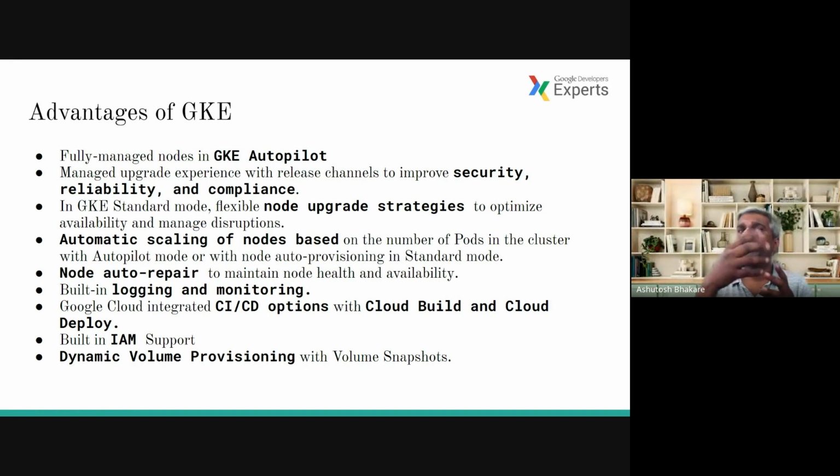Then auto repair is there, so it checks the health of a node, right? And if there is something which can be fixed at the OS level, it will fix it, or it will terminate that instance and launch a new instance for you, right? By default, it has excellent logging and monitoring features. So you don't need to install an ops agent on a GKE node. It's pre-installed and pre-configured, right? Then again, as I said, CI/CD gets integrated with Cloud Build triggers, and then you can use an artifact repo, and that can be deployed on a GKE ecosystem.